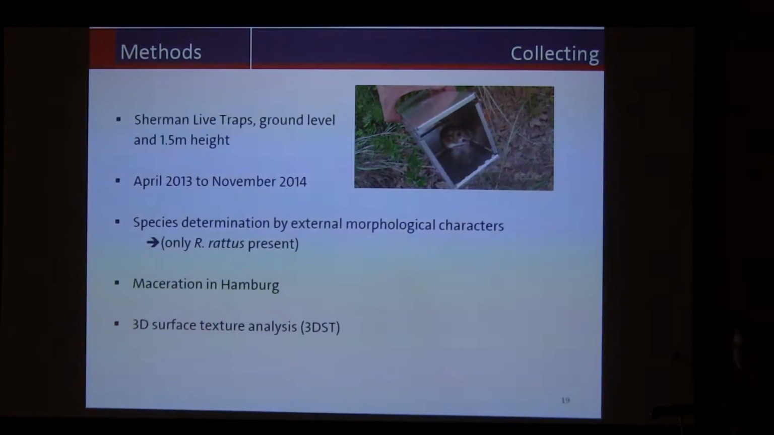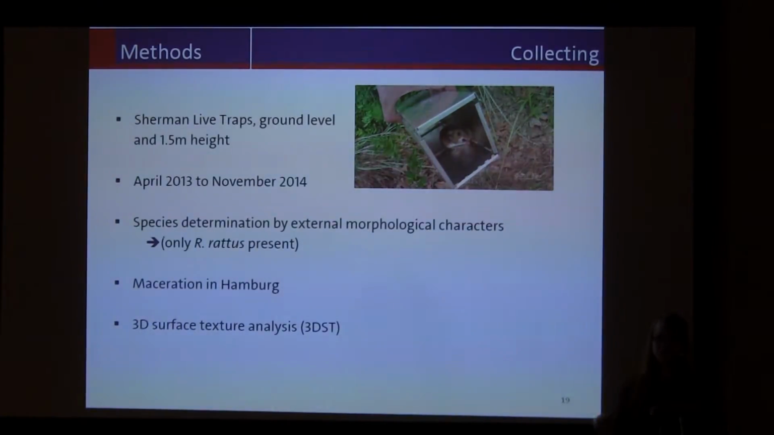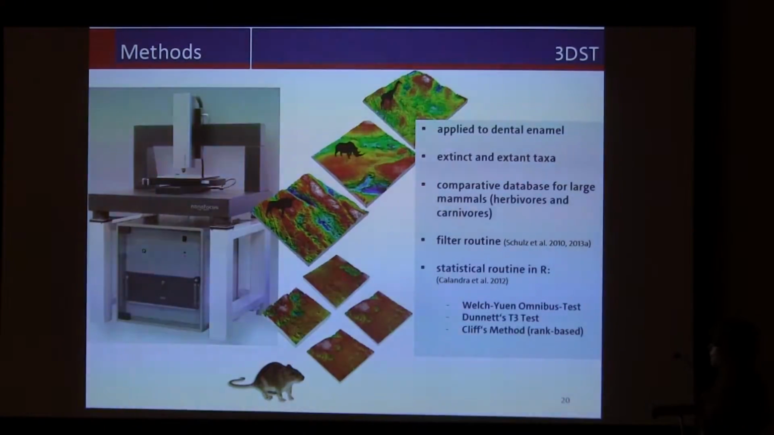Animals were captured using Sherman life traps, both on ground level and 1.5 meters height. The sampling season was between April 2013 and November 2014. And our guys on Madagascar made sure that only Rattus rattus was captured. And actually, they did not even trap any other rats, so maybe other rats are not even present on Madagascar yet. The maceration of the skulls took place in Hamburg, and there we also conducted the 3D surface texture analysis. And that's what I'm going to talk about now in a bit more detail.